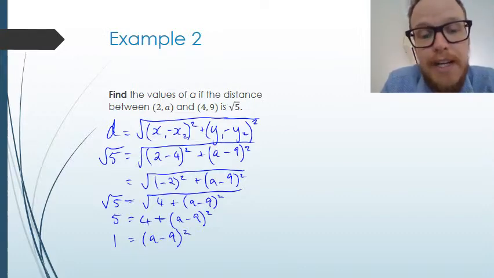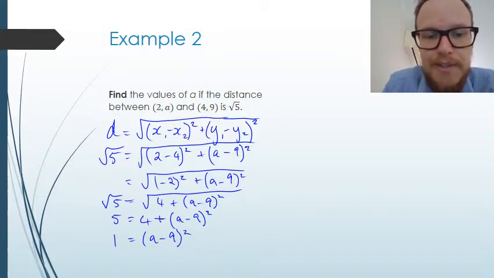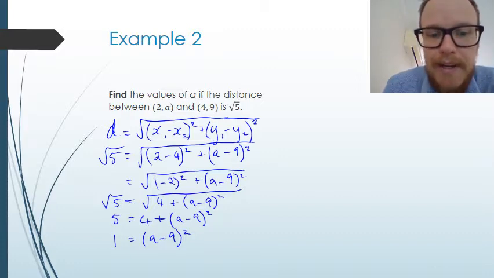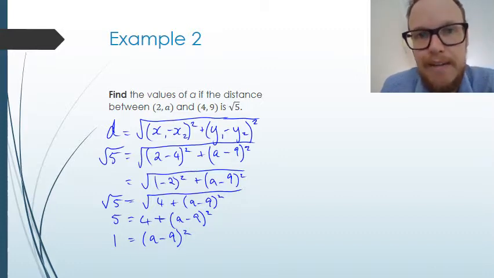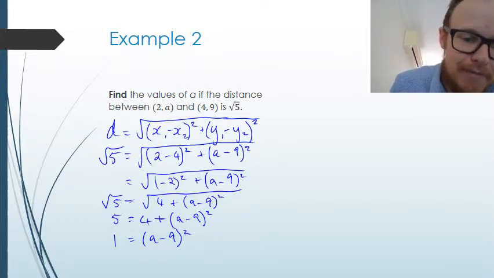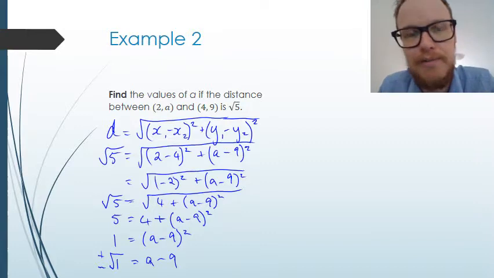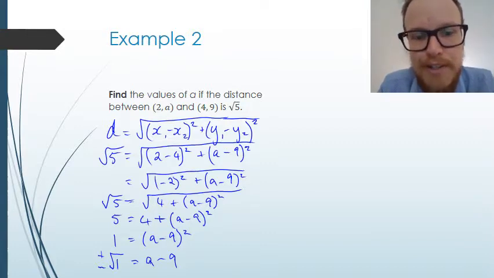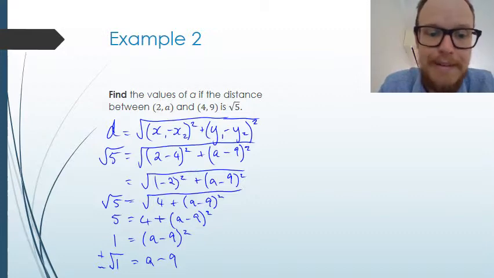Now I can take the square root of both sides, but the thing is, if I take the square root of both sides, (a minus 9) squared, if I get a minus 9 being a positive number and then square it, I can get 1, but a minus 9 could also be a negative number, and then squaring that would also get a positive number, a positive 1. So I need to show that if I take the square root of both sides, I get plus or minus the square root of 1 is equal to a minus 9. I've taken the square root of both sides, but it needs to be plus or minus because it could be positive or it could be negative.